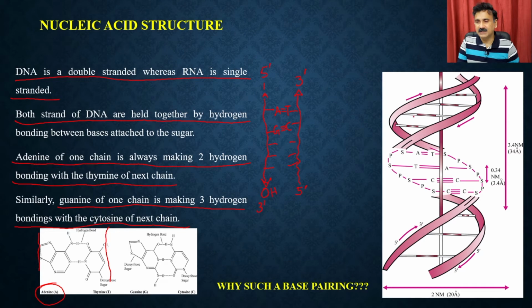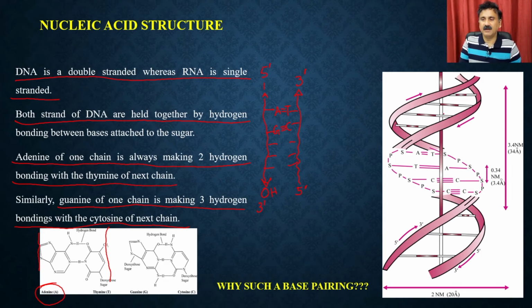So this is what you see here, that the DNA has a double helix structure, right? It has a double stranded structure, where one strand is running in the 5 prime to 3 prime direction and the other strand is running in the opposite, 3 prime to 5 prime direction.